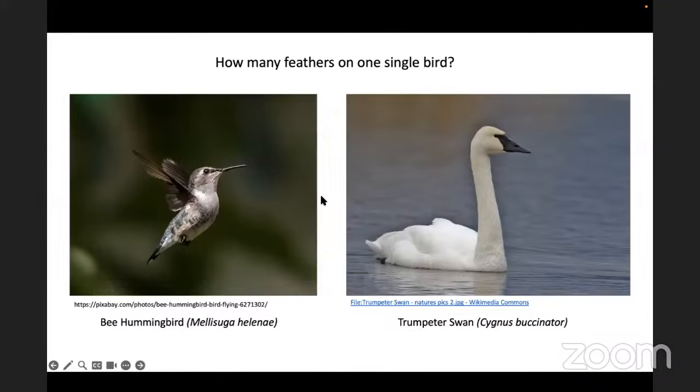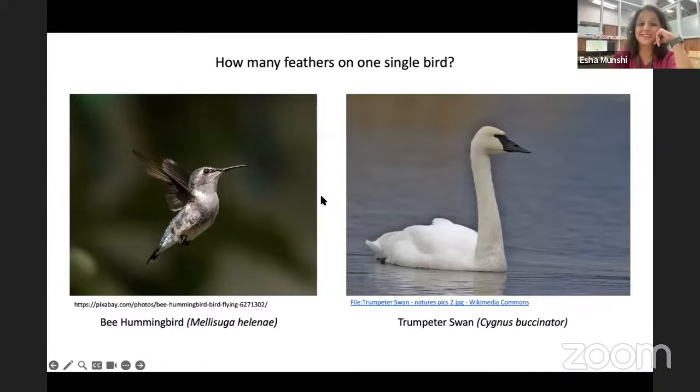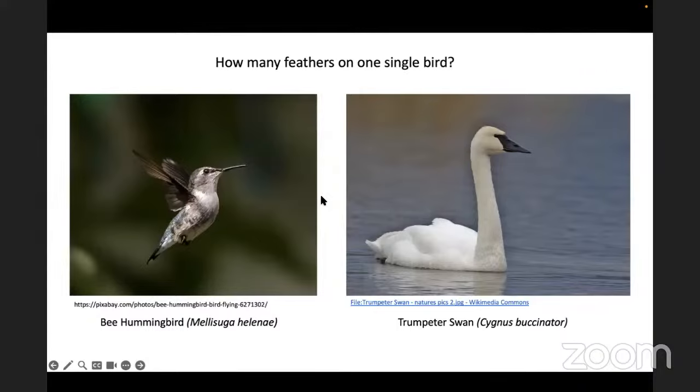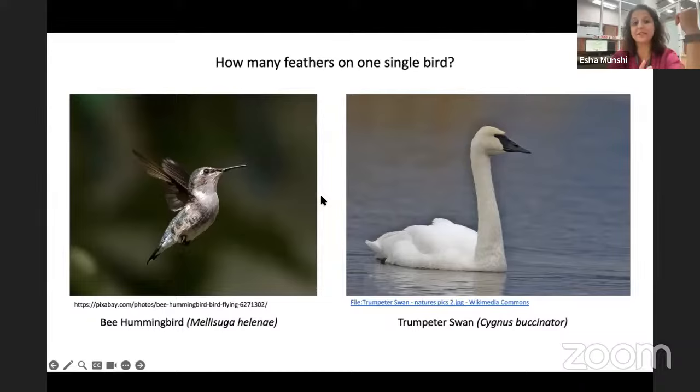Okay. Around 50% of the people are saying 25,000, which is the correct answer. Just imagine 25,000 individual feathers on one single bird. And there are billions of birds in this world. Just imagine the number of feathers we have to look at, right? Okay. I'll just close the poll here from my end.